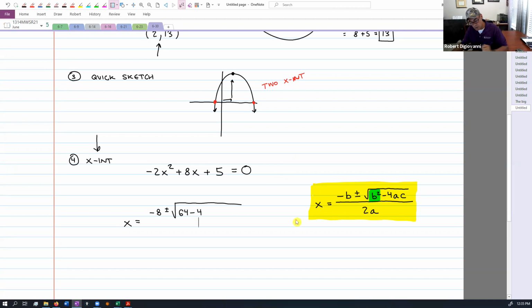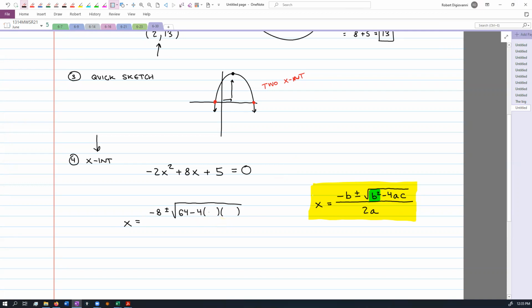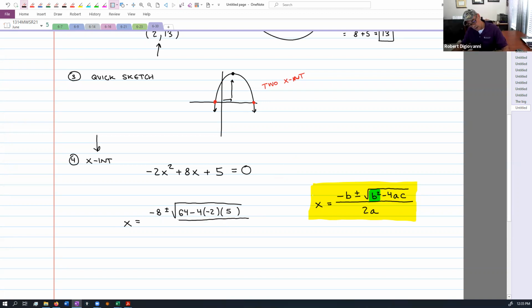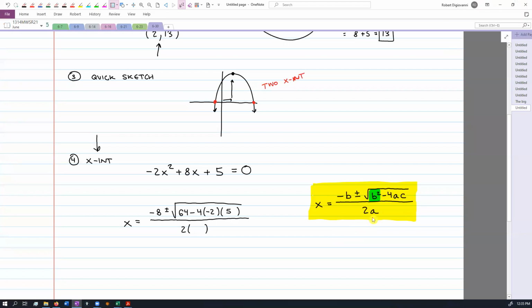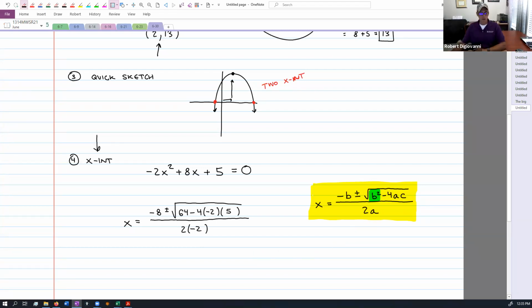Minus 4, that will always be a minus 4. And then what's a and what's c? Those two numbers go here. Negative 2 and 5. Okay, great. And then I'm going to divide the whole thing by 2 times what? Negative 2. Okay, perfect. That's the setup of the formula.